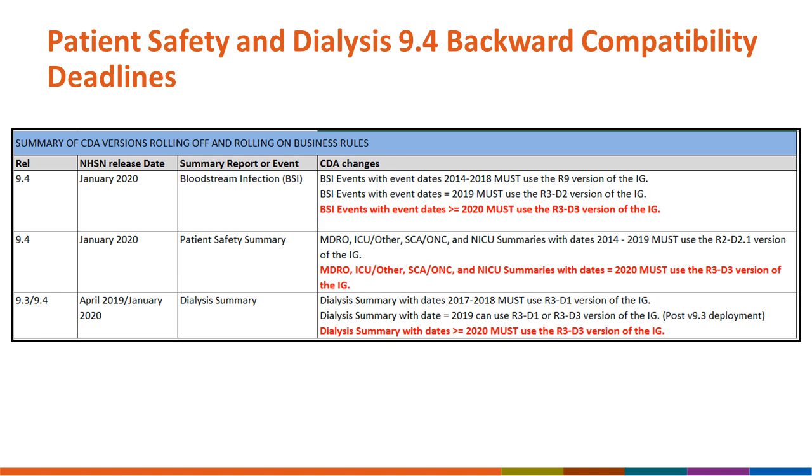All right, this slide here covers the compatibility changes occurring in 9.4 for patient safety and dialysis. BSI will be updated from R3D2 IG to the R3D3 IG. Patient safety summaries will be updated from R2D2.1 IG to R3D3 IG. And dialysis summary has a soft roll-on for R3D3 IG from the R3D1 IG. In 2019, in this current year, both versions will be accepted for dialysis summary, but from 2020 and onwards, only the R3D3 IG will be accepted.